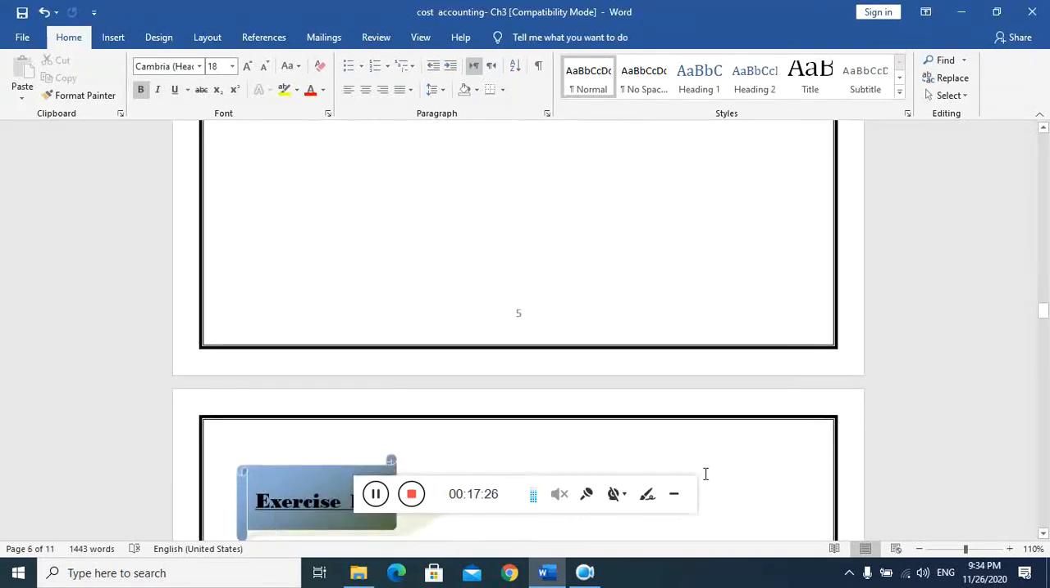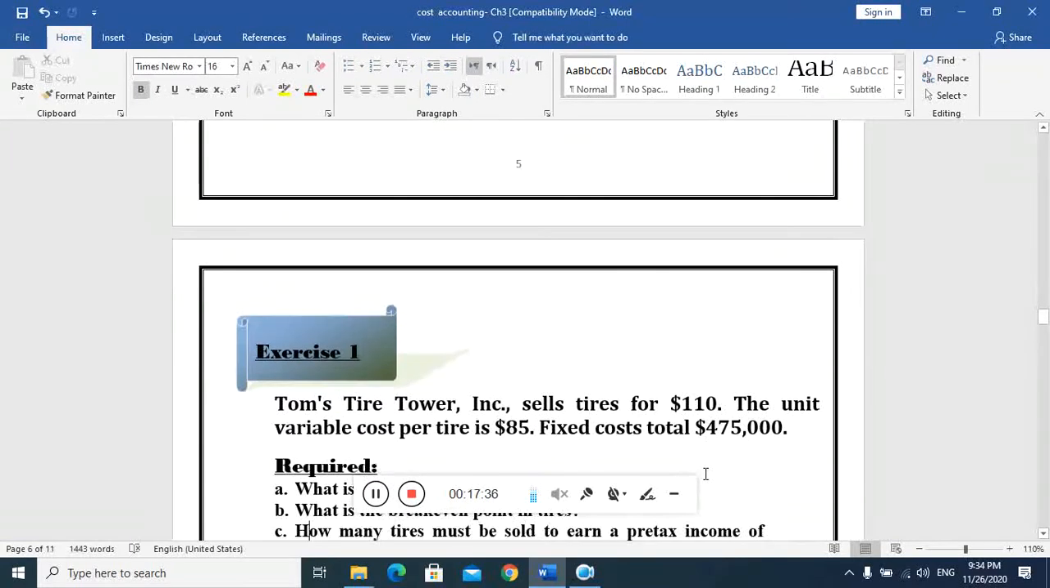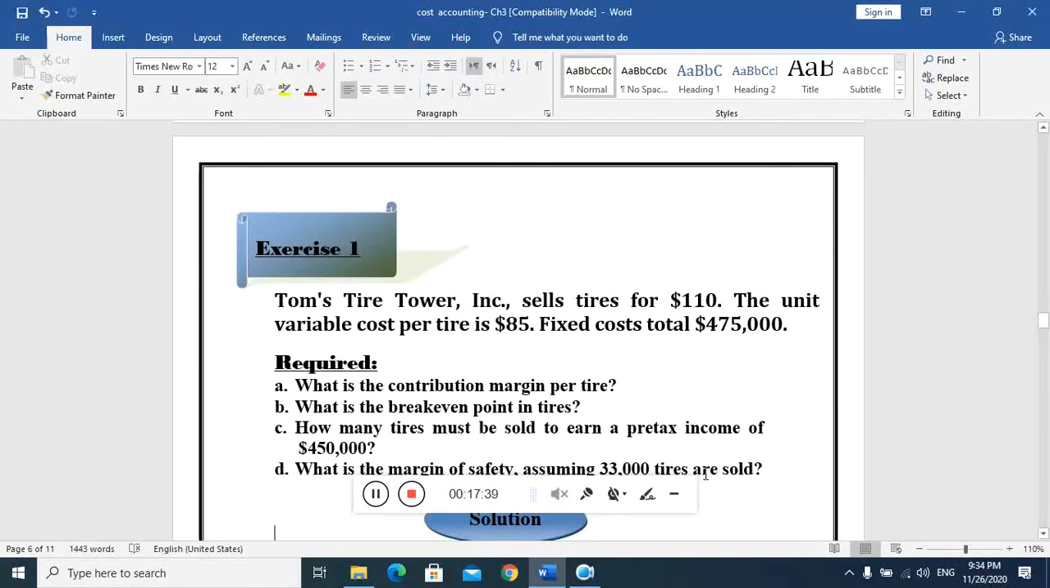Now we are going to take an exercise on this CVP analysis. Let's begin with exercise 1. Tom's Tire Tower Incorporation sells tires for $110. The unit variable cost per tire is $85 and fixed cost totals $475,000. Required: A. What is the contribution margin per tire? What is contribution margin per unit? What does he mean here?